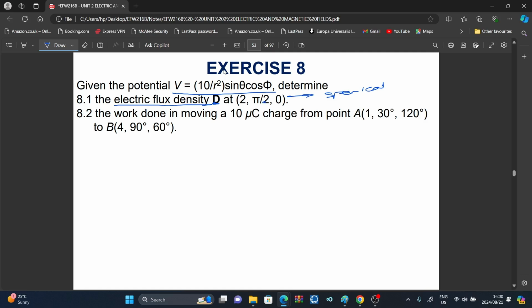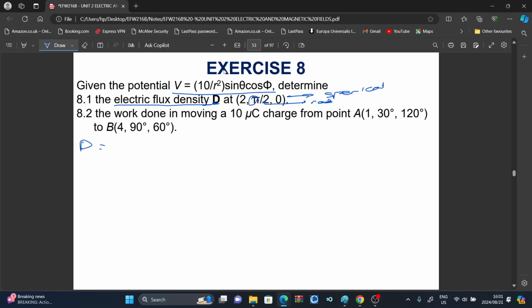And as you can see, the angle is also in radians. Just make sure it's either radians or degrees. But in this case, wherever you see a pi, it's most likely radians. So it's a spherical coordinate system, right? We know that.